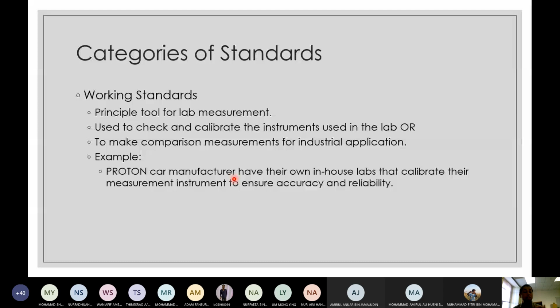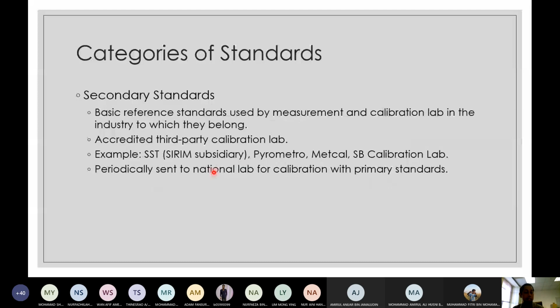Let's see the sequence now. At the bottom of the triangle, we have the working standard. Let's say you are an engineer in Proton. First, you have your own measuring instrument that you use for everyday work. Then you must ensure that your measurement is accurate and reliable. So from time to time, your equipment needs to be sent to the secondary standard, third-party calibration lab, so that it can be calibrated and make sure it performs correctly.